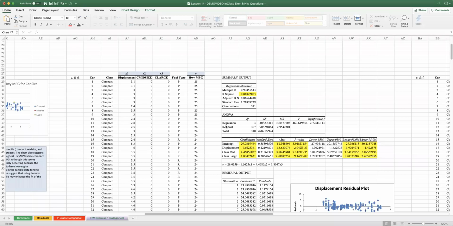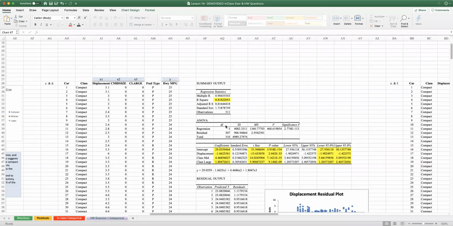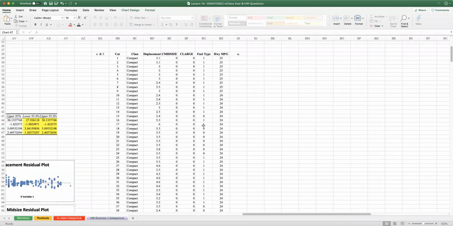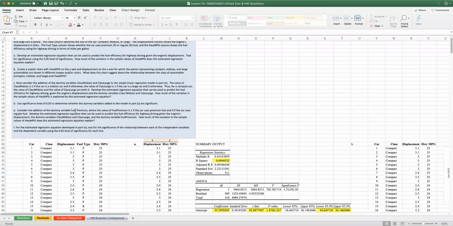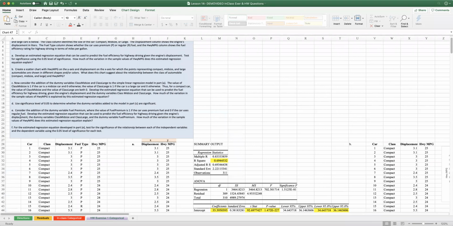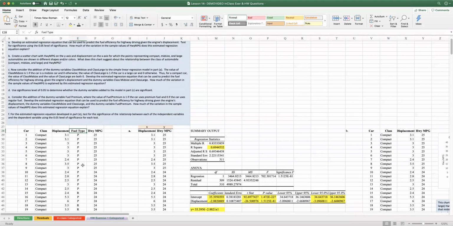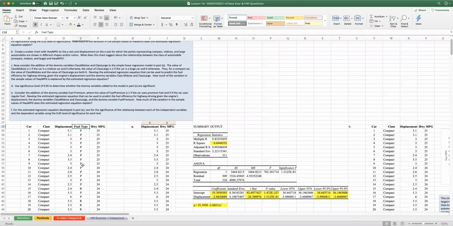Okay, this is the last regression that you have to do for the homework assignment. So for E and F, let's go look at the directions, what it says to do. We're going to consider the addition of a dummy variable for fuel premium, where the value of fuel premium is 1 if the car uses premium and 0 if the car uses regular. So that's this column. Wherever you see a P is going to be a 1, wherever you see an R is going to be a 0. So we'll develop the regression estimates, do the same thing that we just did before. And then we're going to test the significance of the relationship between each of the independent variables. Okay, 5% again. All right, here we go.